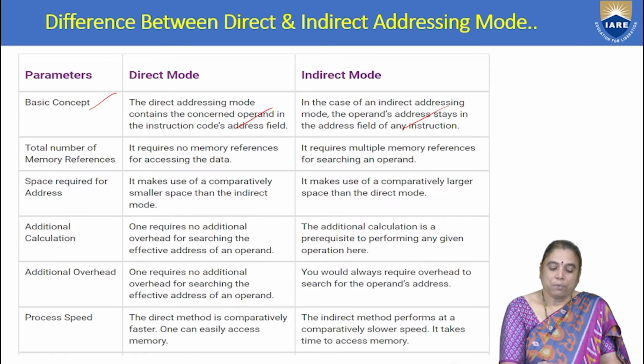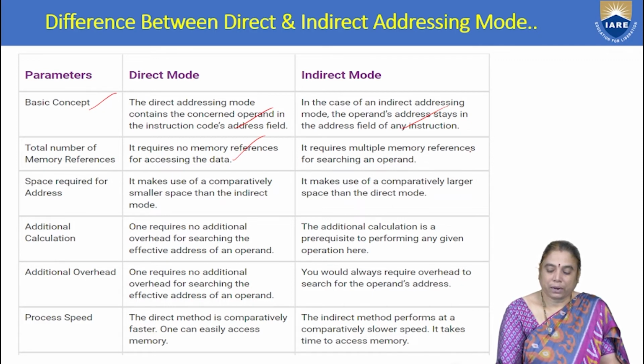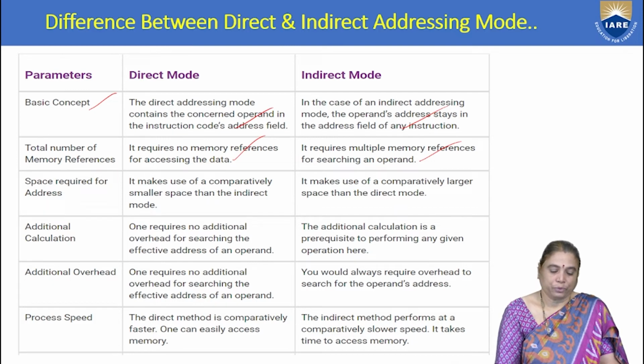How many memory references are required in order to fetch the operand? Direct addressing requires no extra memory references for accessing data directly. The effective address is specified in the instruction, but indirect addressing requires multiple memory locations for fetching an operand. Generally, two memory references have to be used.